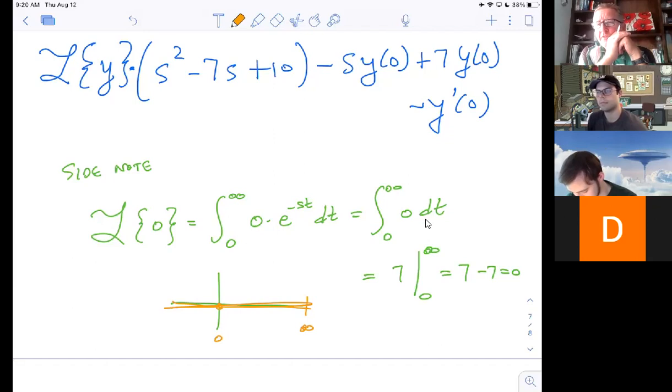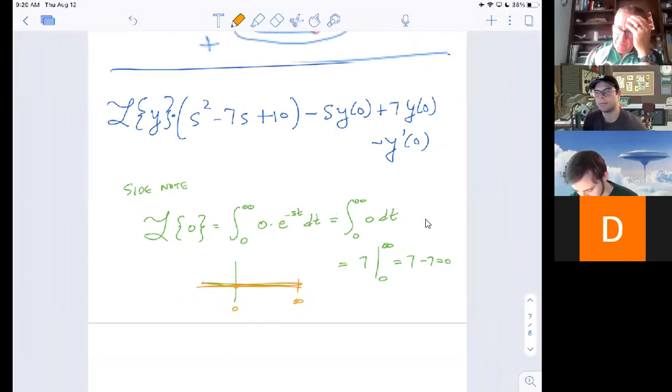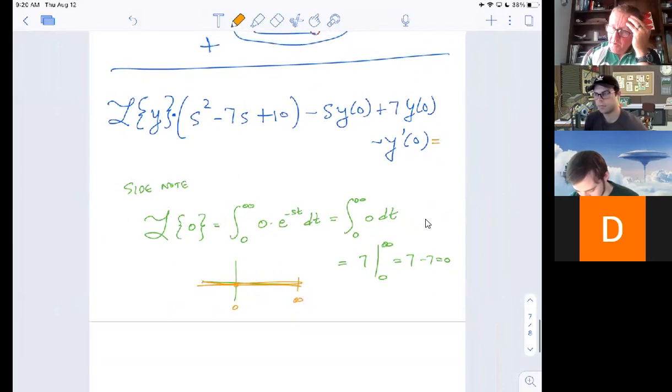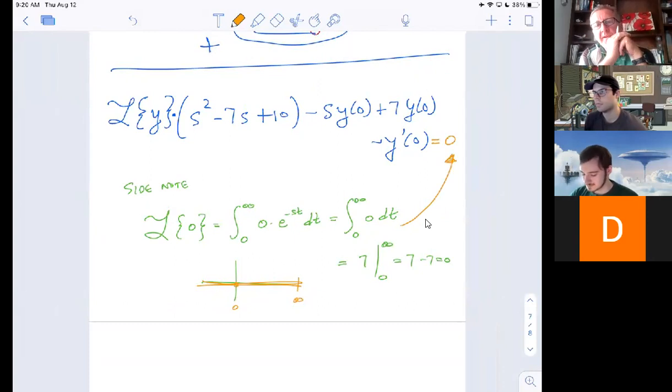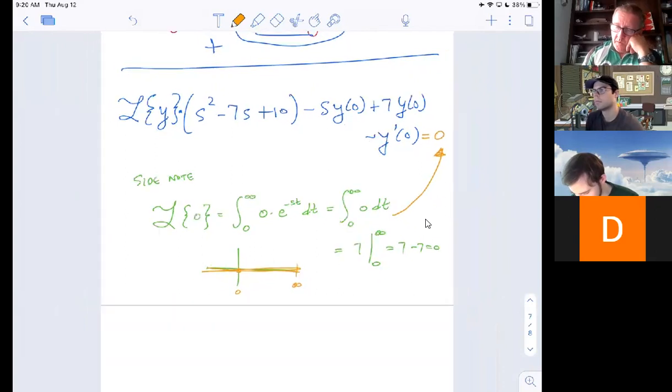I just think it feels good to go, yeah, I completely understand that the Laplace transform of 0 would be 0. I hope you do too. Okay, so what that means is, bam, all of this is actually equal to 0. Now you should say, okay, great, but I don't understand how that helps me do anything. So, watch this.